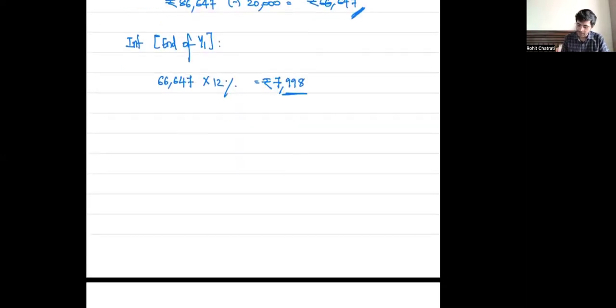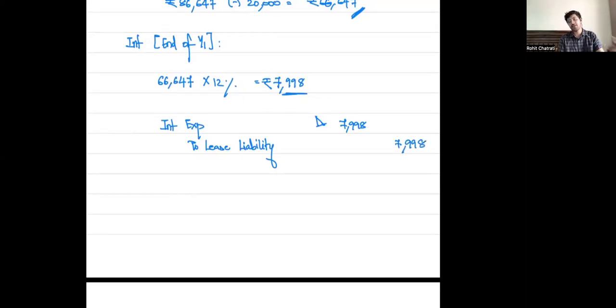I will be recognizing interest on 66,647 multiplied by 12 percent, which is equal to 7,998. The journal entry for this is going to be the same as what we discussed previously: interest expense debit 7,998 to lease liability, which is 7,998 again. Interest expense, just like the previous illustration, is going to increase the lease liability.